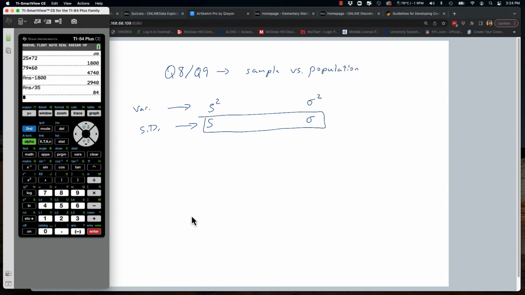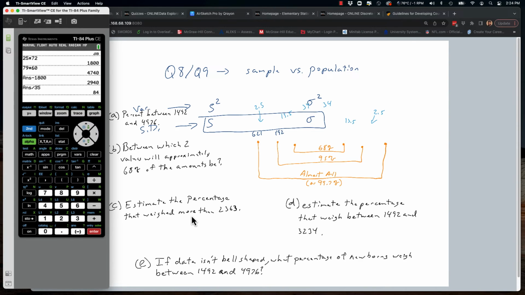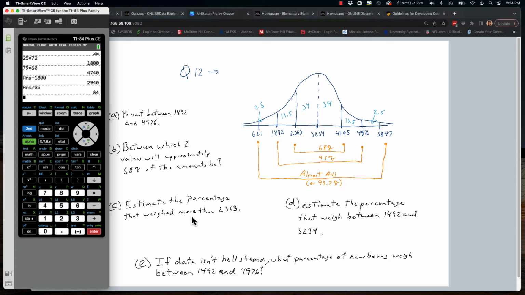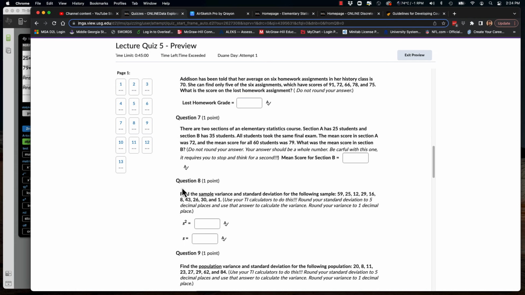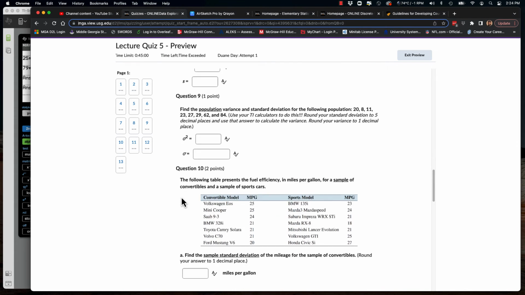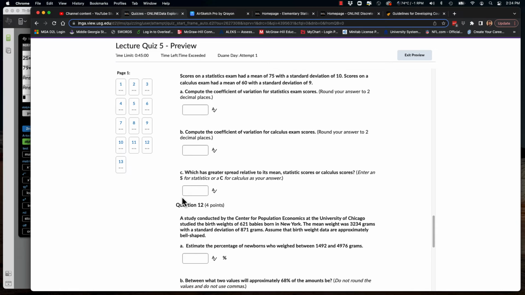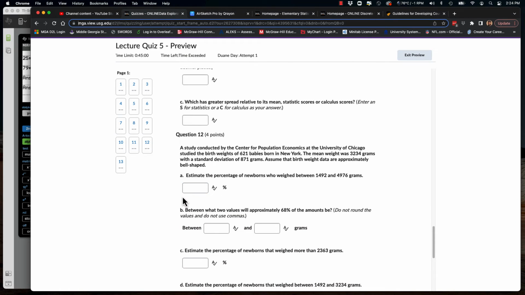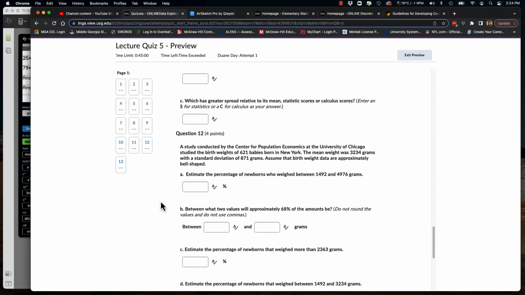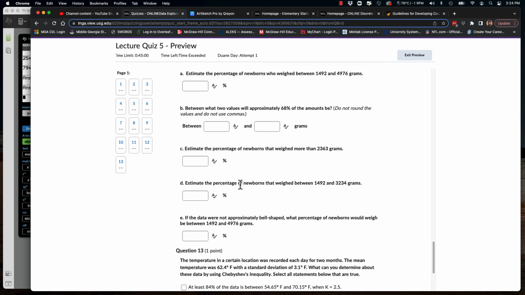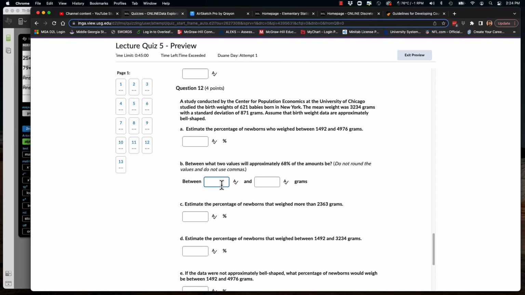The last one was question 12. I saw some people have issues with that as well. Not everybody did. And I've got everything laid out here. In the version of the quiz I'm currently looking at, question 12 is all about the empirical rule and Chebyshev's inequality. Get it up here. There we go.